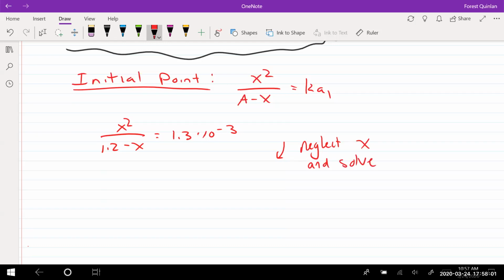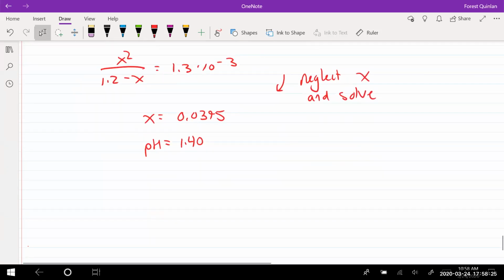By now, I think we're okay with this. And x is equal to 0.0395, which would now give us a pH equal to 1.40. Is everyone okay with that? Do I need to show the negative log thing? Nope, I'm all good. Okay.